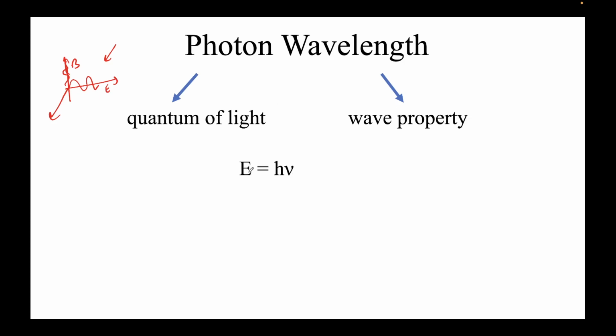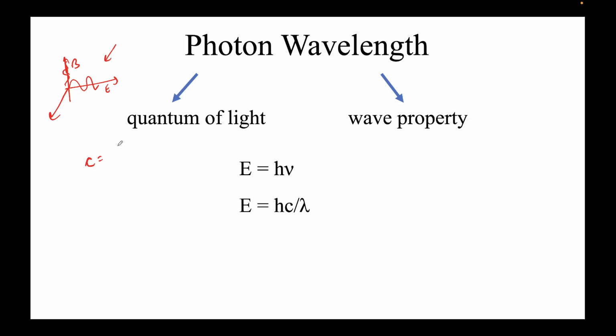And we know E equals h nu. E is the energy of a photon, of one single photon. Nu is the frequency of that photon. And I also know that nu equals c by lambda, where lambda is the wavelength. How do I get to that? So c is the speed of light, right?